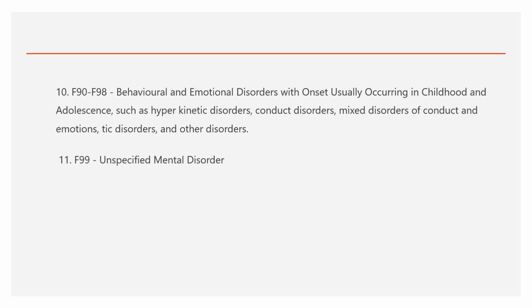And if you are not able to understand, or you are not able to get a clear history, then you can classify it as unspecified mental disorder. So whichever disorders cannot be classified or cannot be diagnosed, it basically means there is no code for them. So the code F99 is unspecified.